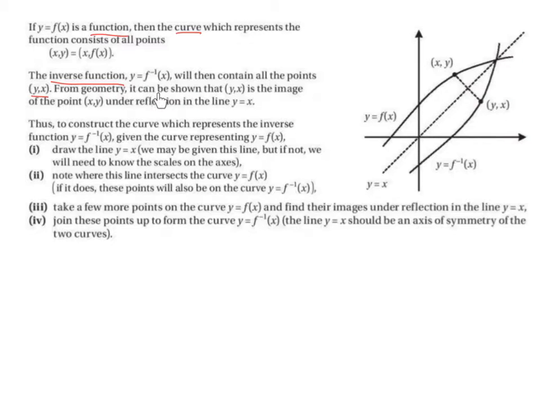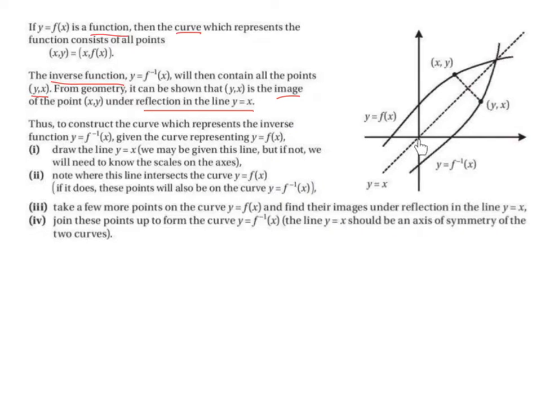From geometry, it can be shown that (y, x), so y mapping to x, is the image of the point (x, y), x mapping to y, under the reflection in the line y equals x. So this is the line y equals x. We should know this off by heart. We should be able to recognize it instantly. It basically cuts through our x and y axis like a diagonal, so every point along that line is equal distance from the x-axis as it is from the y-axis.